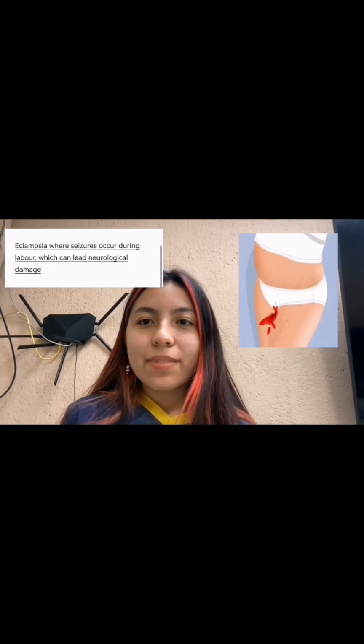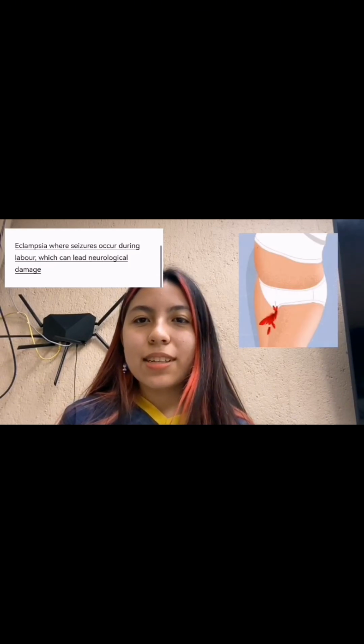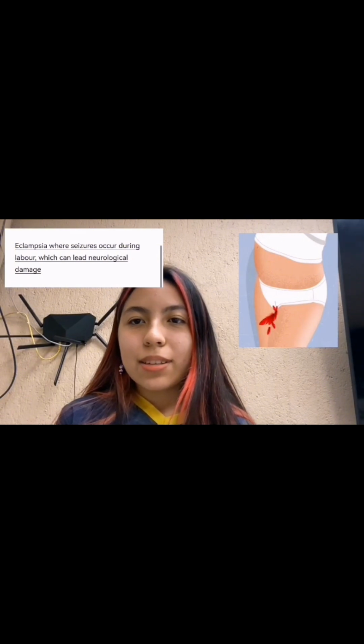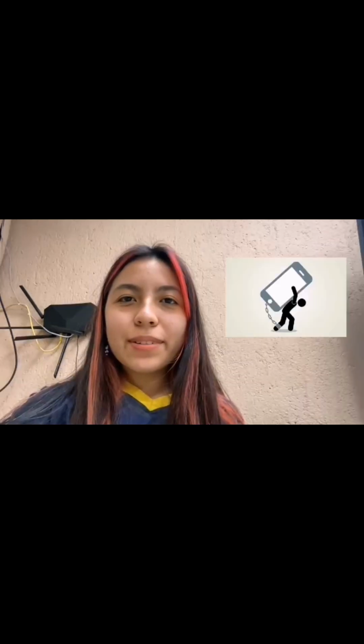Another common complication is hemorrhage, which refers to excessive uterine bleeding caused by overdistension during labor.